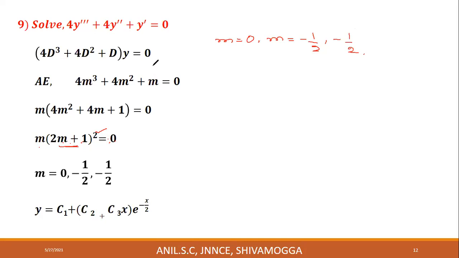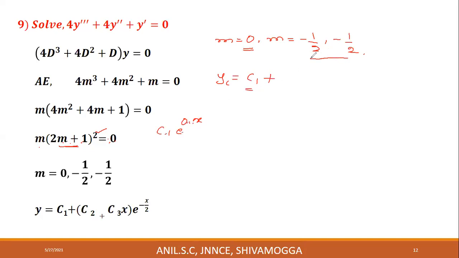Solution. How to write the solution? Yc is equal to, we have 3 roots. First let's consider m is equal to 0. What kind of root is this? Real and non-repeated. Rule number 1 is applicable. C1 into e power 0 times x. E power 0x means 1. E power 0 is 1. 1 into C1 is C1. 0 into x is 0 and e power 0 is 1, and 1 into C1 is C1.